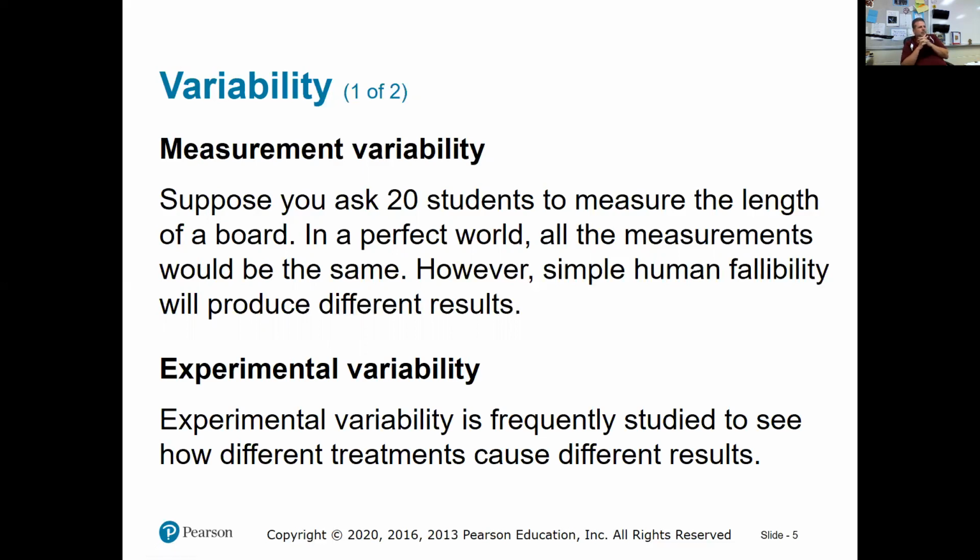You might have some experimental variability. Experimental variability is frequently studied to see how different treatments cause different results. So when you're doing experiments, you may get a different result than you think you're going to get, or than you got the last 5 times. And that's why they do them many times, just to make sure it's solid.